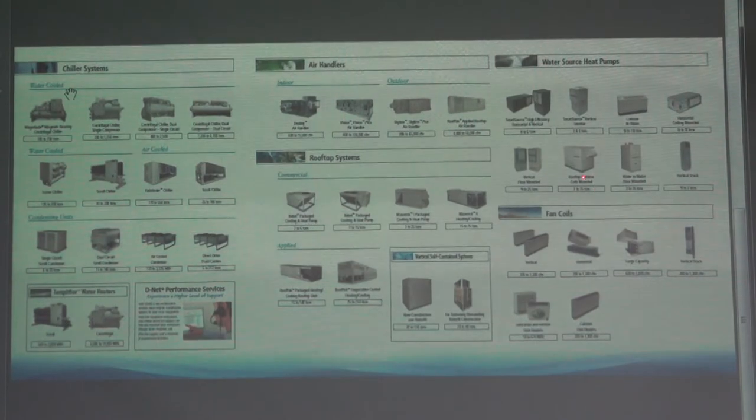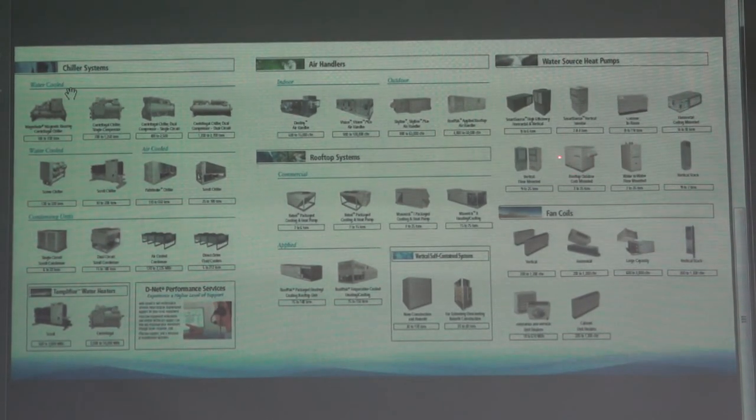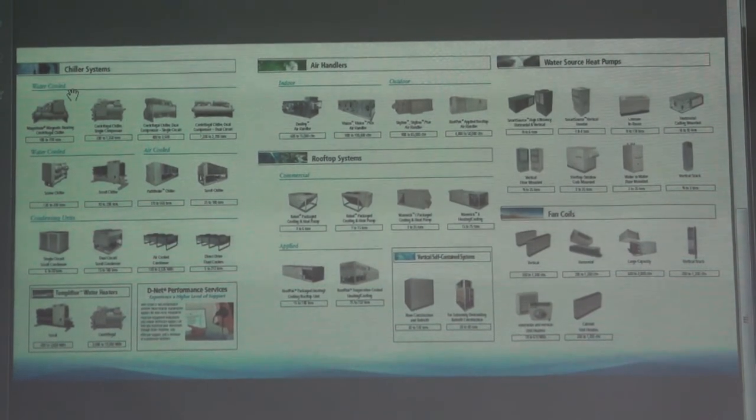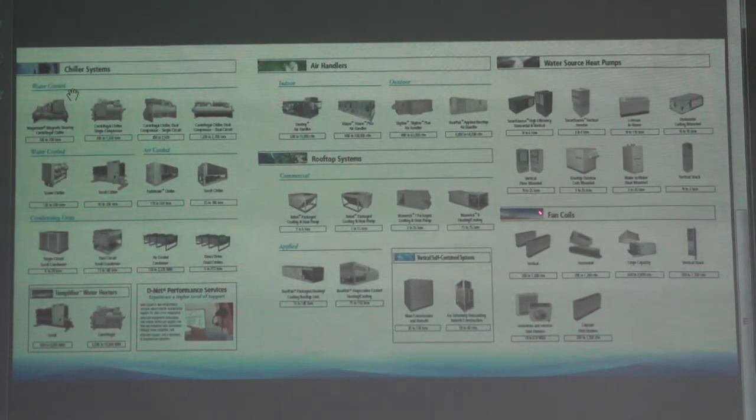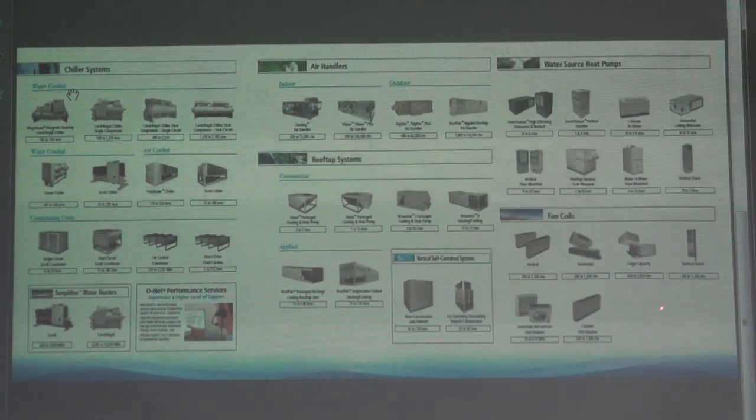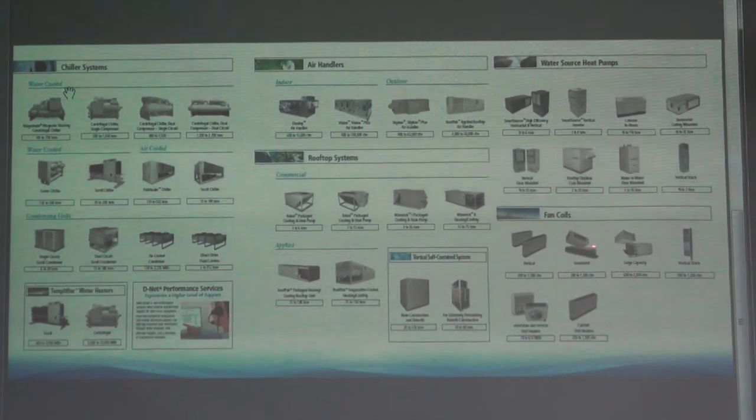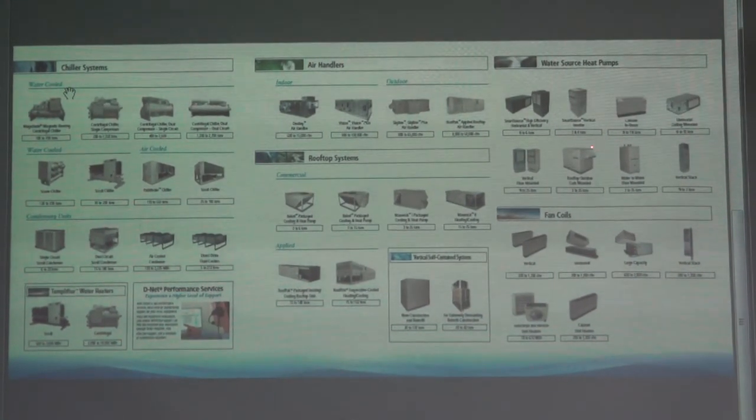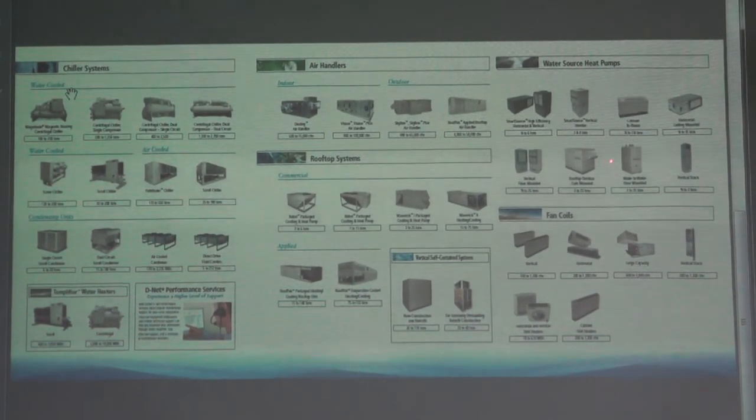This is a rooftop version of a water source heat pump. They have stacked versions, like for a high rise, right here, much like a fan coil unit. Again, the fan coil products look similar to water source heat pumps. The difference is this is chilled water, and this is water to a refrigerant to an air exchange, whereas this is just water to air exchange. And there's water to water heat pumps too.